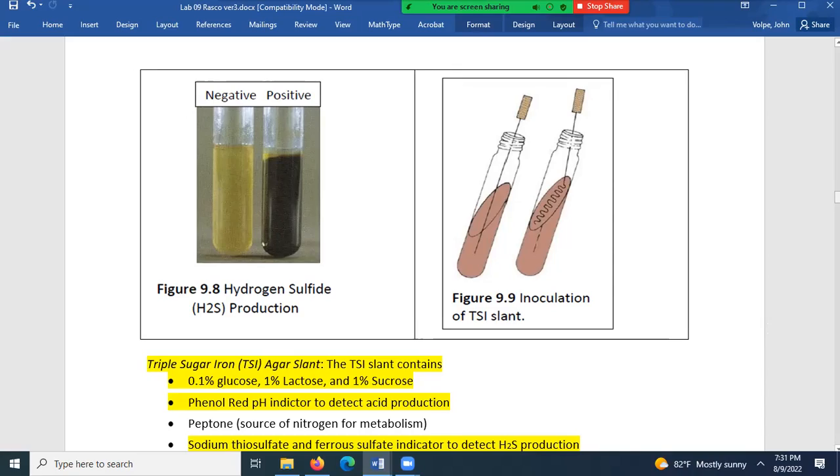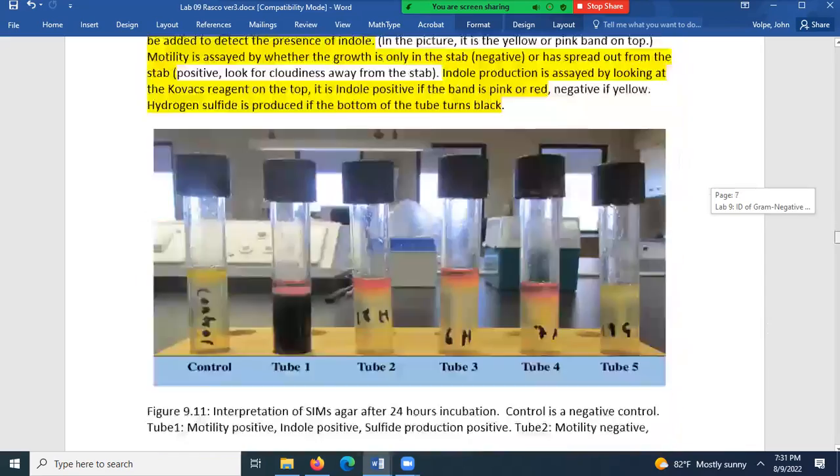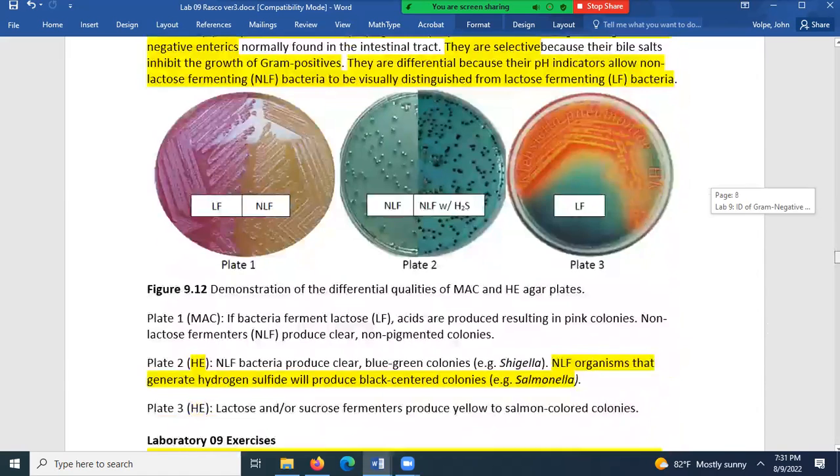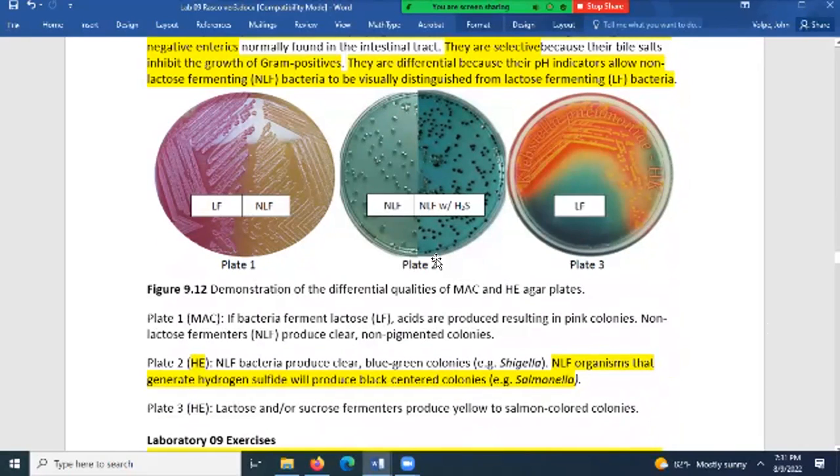Let me show you an HE plate. Here we go. On an HE plate, if it produces hydrogen sulfide, you'll get black colonies. If you don't have hydrogen sulfide produced, they will not be black colonies.